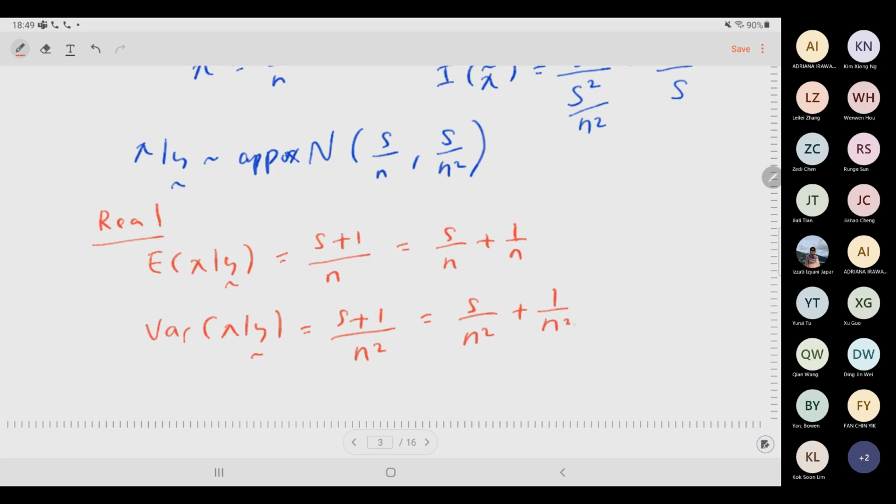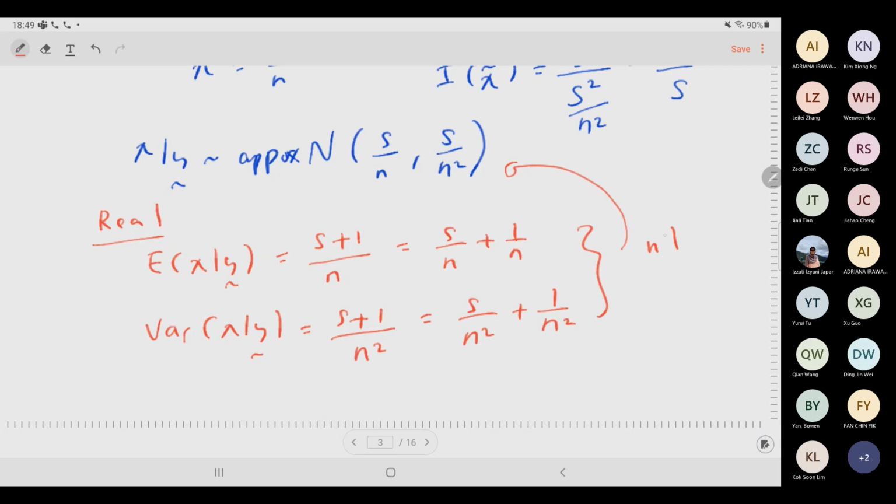So you can see that the approximate mean and variance at the mode and the real mean and variance are actually quite close. The difference is only by some small function, but you can see that this will actually go to this as your n increases.